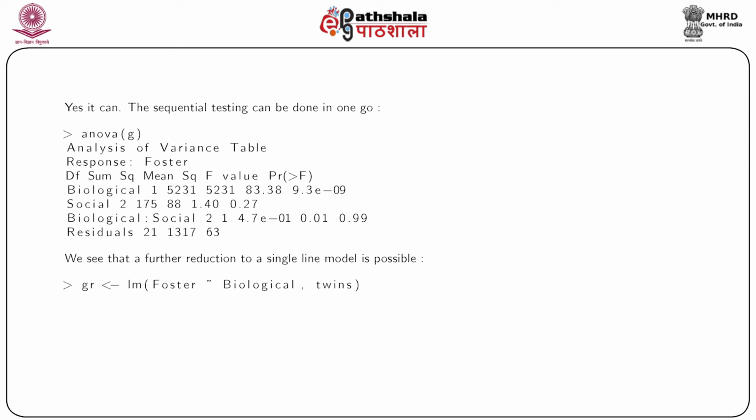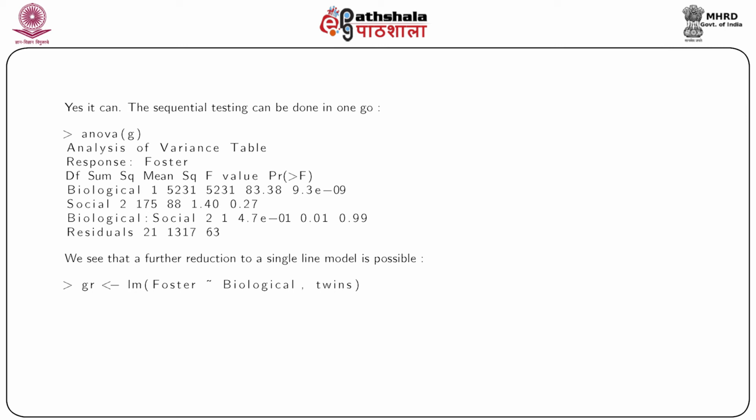Because if we look at the summary of the model which we had fitted second, which is the model without the interaction term, but with biological as well as social as the two factors, the factor and the covariate that we added into the model, we will see that only biological happens to be statistically significant.